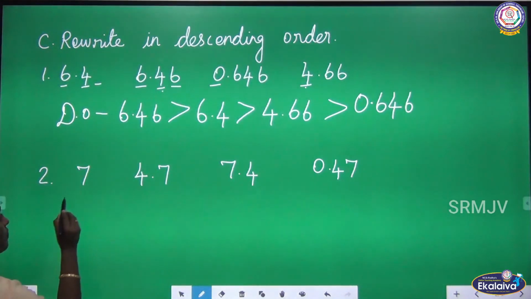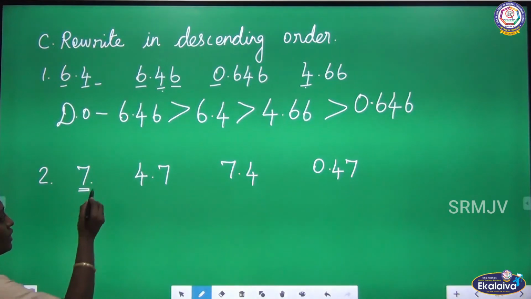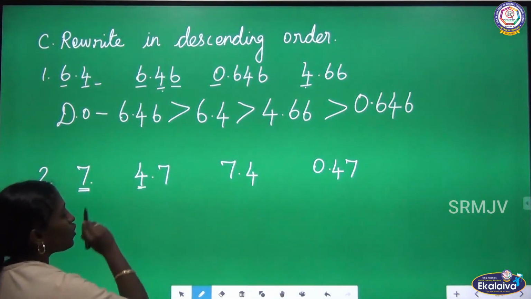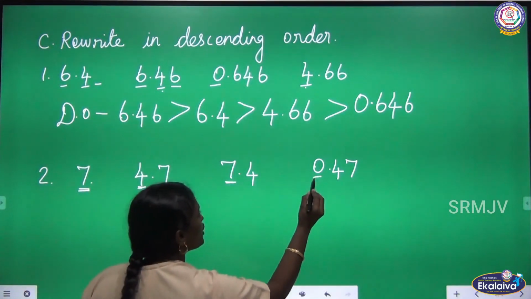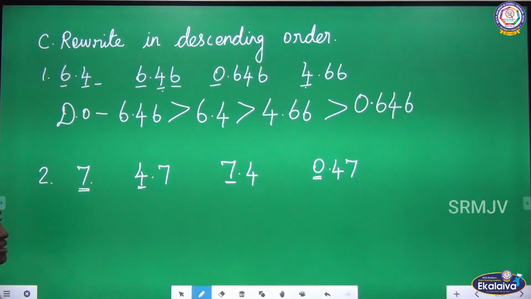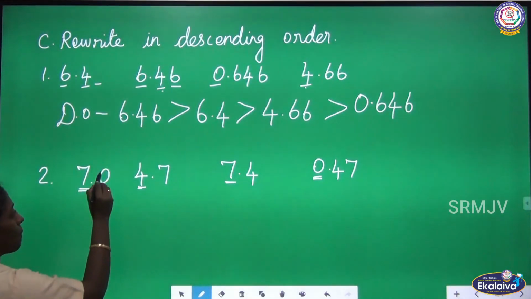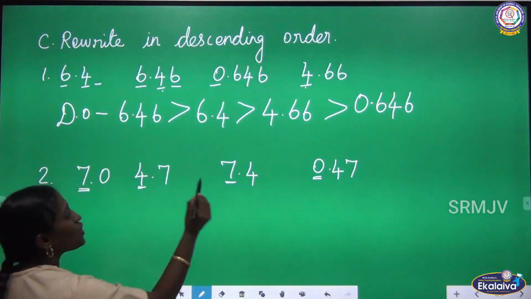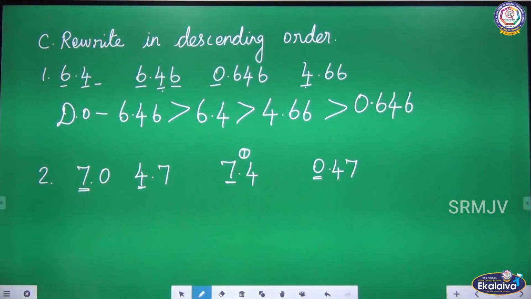Okay, the next one, 7 is the whole number. Here there is 0. Decimal part is not there, so 0. Here 4, whole number part is 4. Here whole number part is 7, here 0. So 7 is greater. Here the decimal part is 0. Okay, here 7.0, 7.4. So 7.4 is the greatest number.